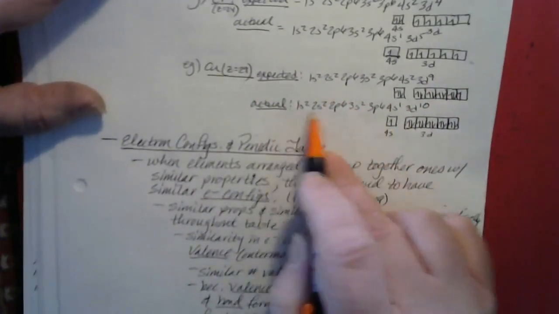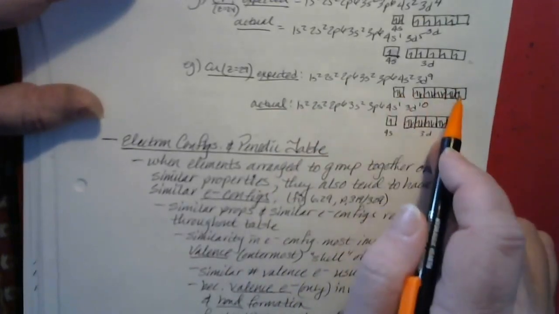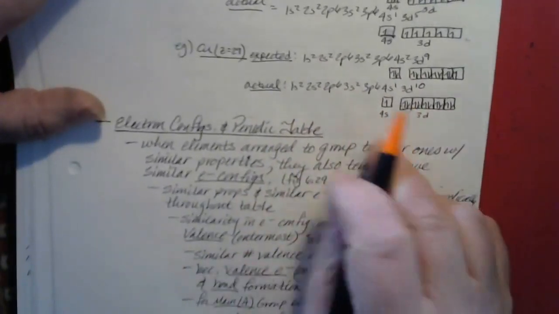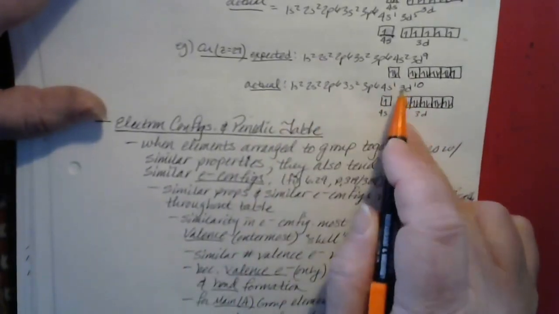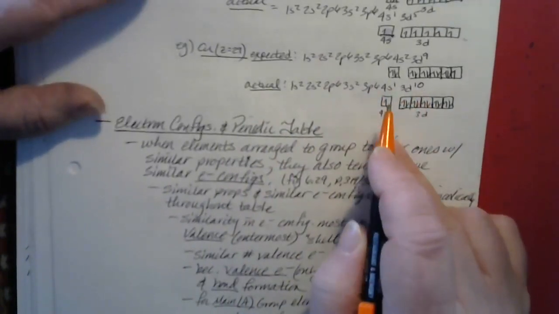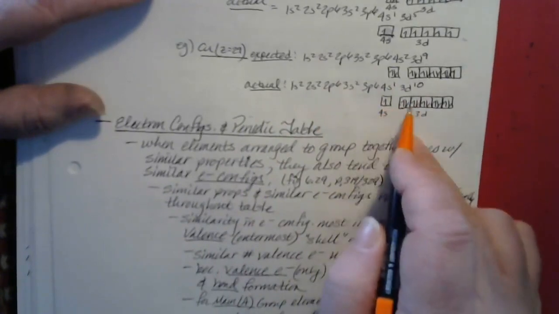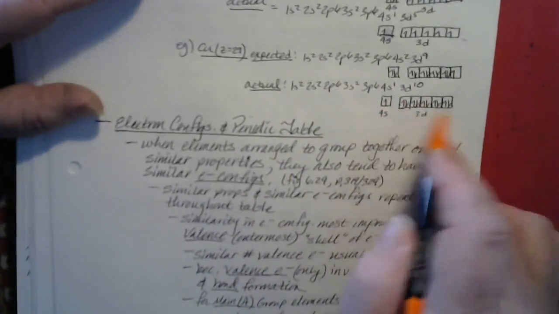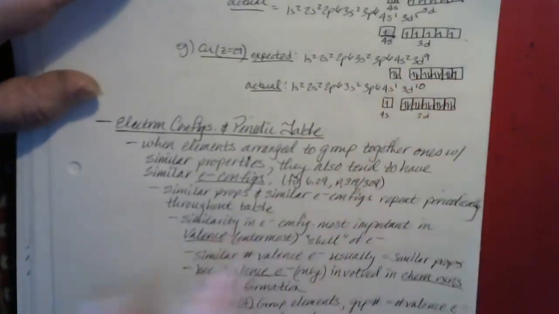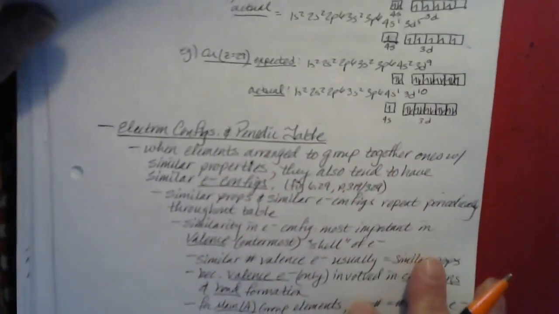But in reality, one of those s electrons will shift up to the d orbitals and fill all of the d orbitals, and that will make it more stable. So the actual electron configuration ends in 4s1, 3d10. So now you actually have a vacancy in the 4s orbital, but all of the d orbitals are completely filled. And that is actually more stable than the theoretical electron configuration.